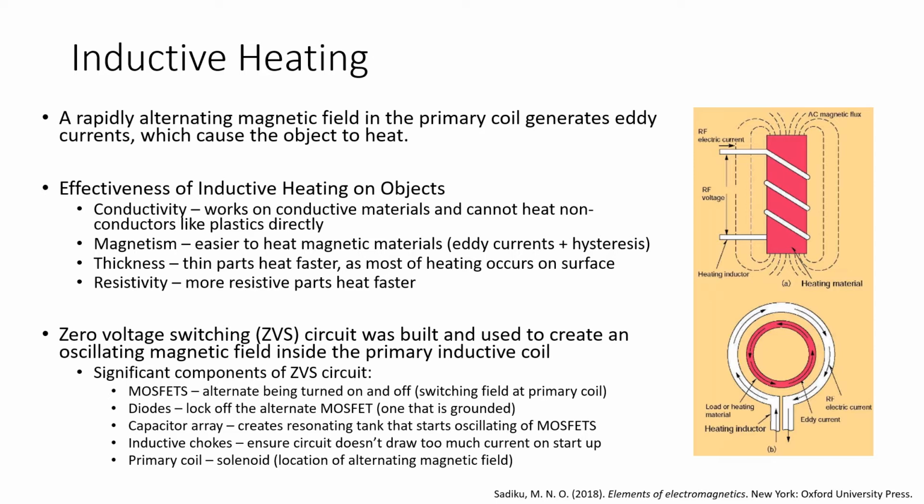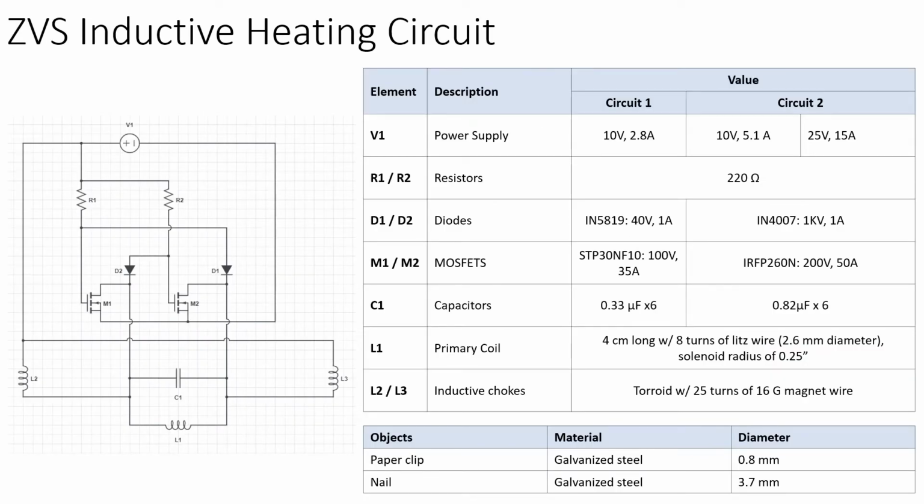For this demo, I built and used a zero-voltage switching (ZVS) circuit to create the needed oscillating magnetic field. The significant components of a ZVS circuit are MOSFETs, diodes, capacitors, inductive chokes, and the primary coil used for the inductive heating. For this demo, I made several different versions of the ZVS circuit in order to experiment with parameters of capacitor size, voltage and current supply, and the heated object's thickness. On the left, you can see the circuit diagram for the ZVS circuit that I built. On the right, you can see all the different elements used for both the circuit and the objects that were heated.